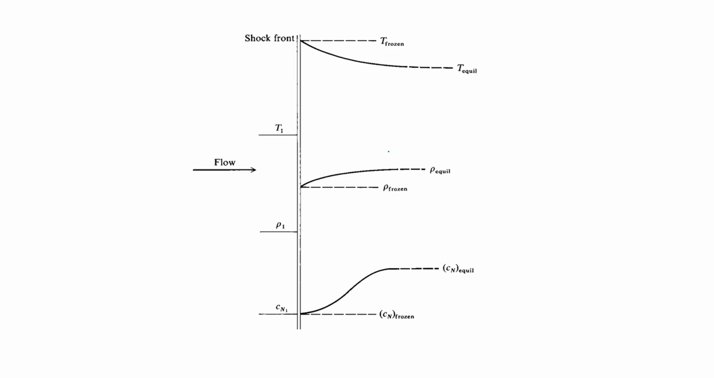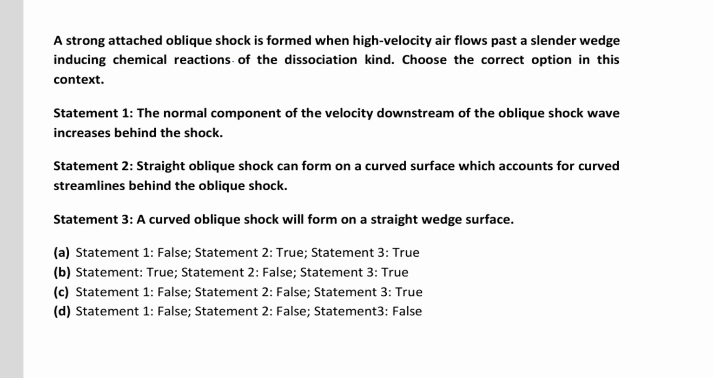So first thing to know is that according to the governing equation, rho1 u1n equals rho2 u2n. So if density increases, then velocity will decrease, and if you see these plots, across the shock the density increases. So if density is increasing, then normal velocity will decrease. So statement 1, which says that the normal component of velocity downstream of the oblique shock increases behind the shock, is false because it always decreases.